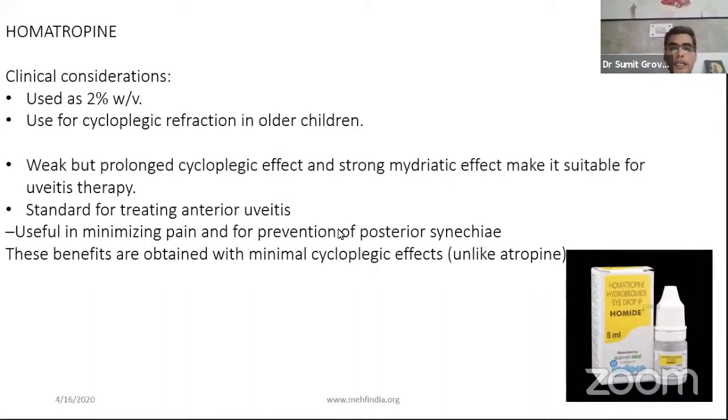Homatropine is clinically used as 2% weight by volume, for cycloplegic refraction in older children, but its most important indication is treatment of uveitis. Its weak but prolonged effect and strong mydriatic effect make it suitable for uveitis therapy. As I've already explained, in uveitis it gives pain relief and prevents the formation of synechiae of the iris, posterior synechiae as well as anterior synechiae.